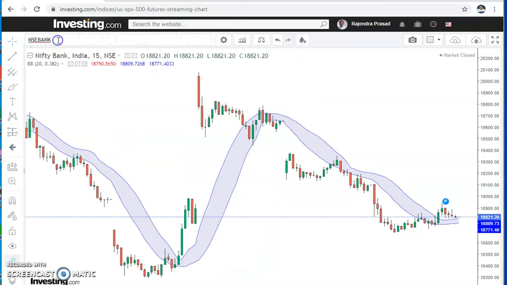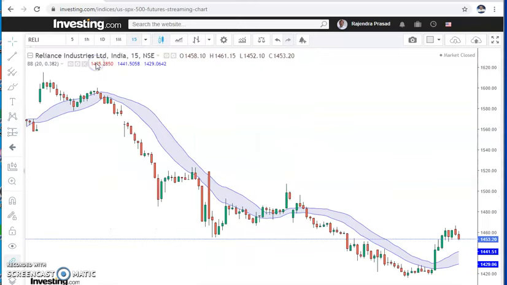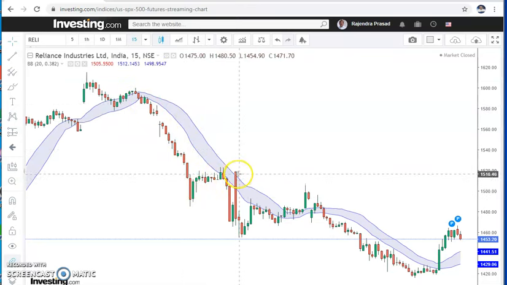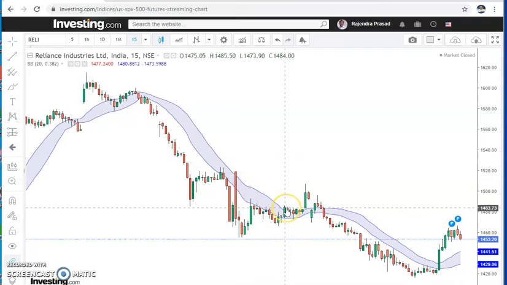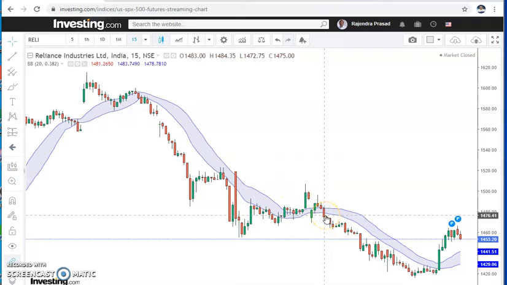You can see some stocks also. I am showing you Reliance. Here you can see the fall and consolidation. It has not given a trade here because the candle did not close above this. Here the candle closed, right, and gave a profit. Again here the candle closed, this candle did not close, the candle closed inside this band. So here the candle closed and gave a decent profit.